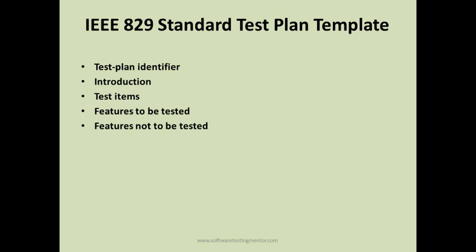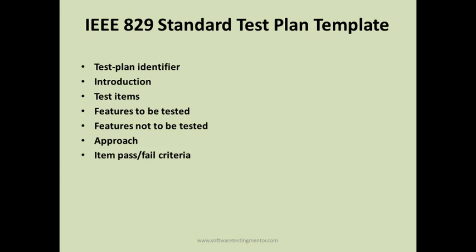So for example, you have 10 features being developed, but the responsibility of the in-house test team in the organization is to test only 6 out of those 10 features. So features to be tested will be 6 and features not to be tested will be the remaining 4 features, which might be tested by some other team who will have their own test plan and scope those features in their plan. Then what will be the approach of the testing?